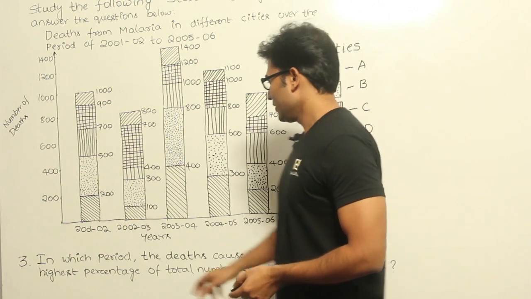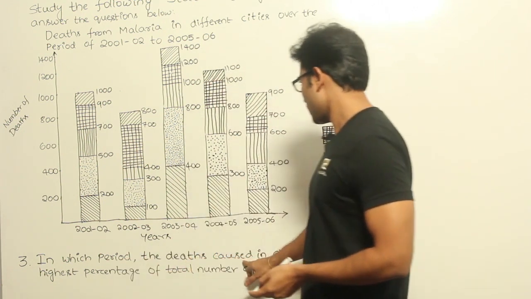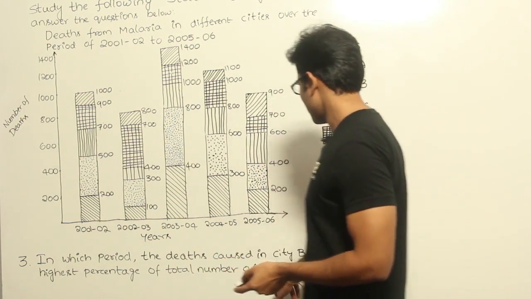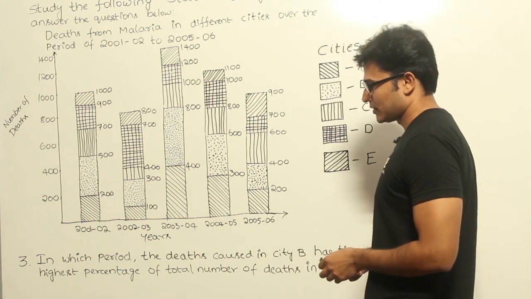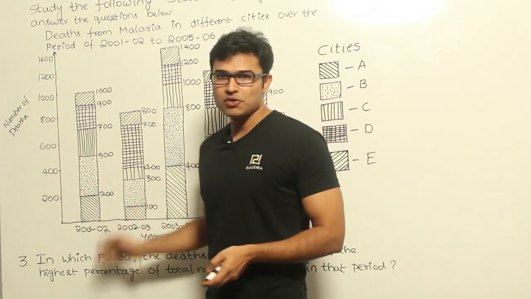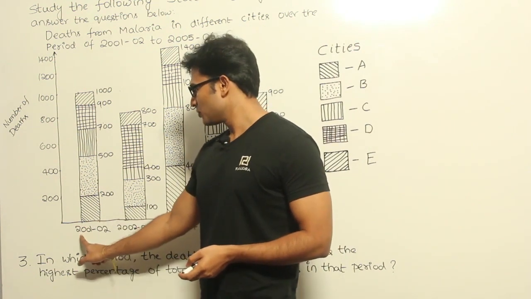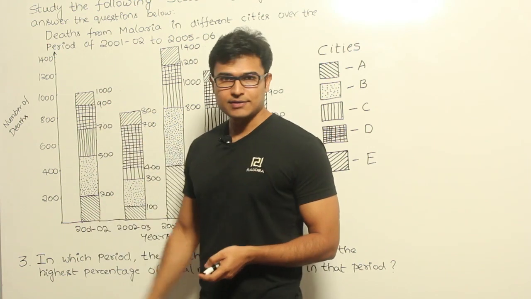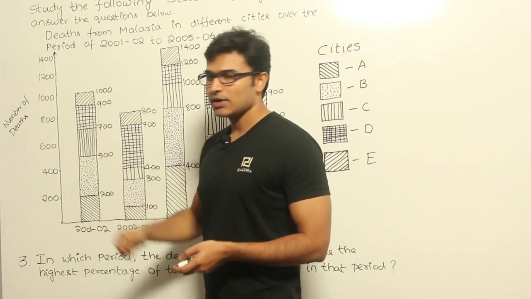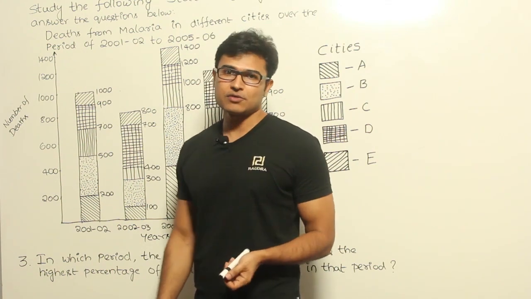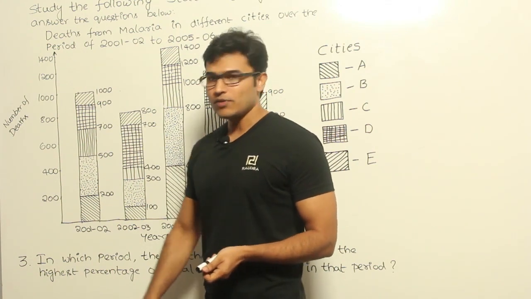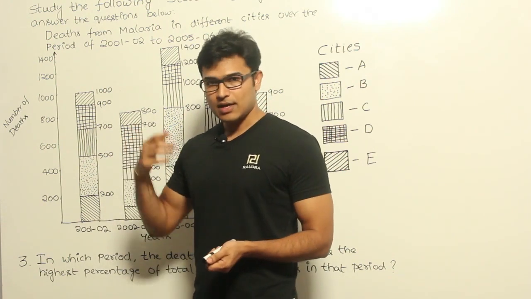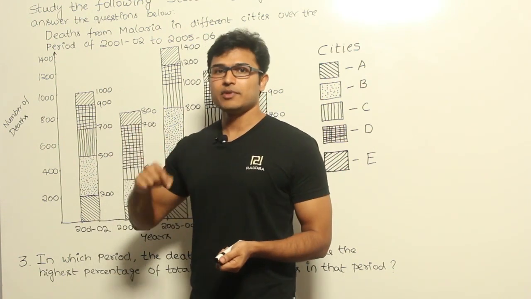Now let's see this. In which period the deaths caused in city B has highest percentage of the total number of deaths in that period? So which means you have to take each period individually. For example, you are going to take 2001 to 2. In this period we take the total deaths, and see how much percentage is contributed by city B. We shall take for each period the percentage contributed by city B, and say in which period it is highest.